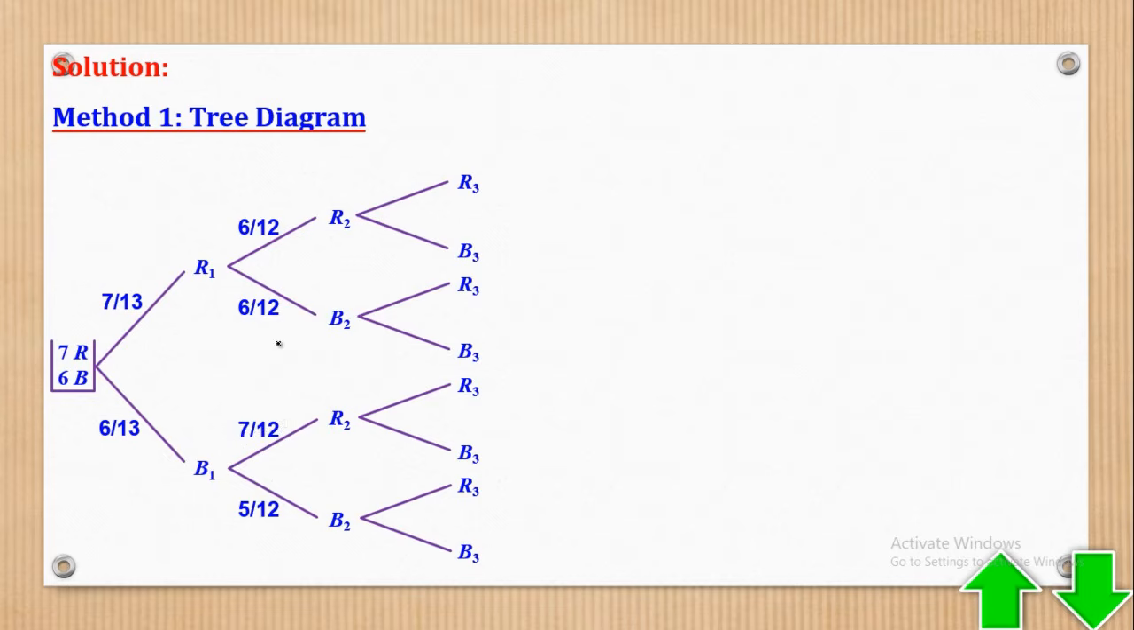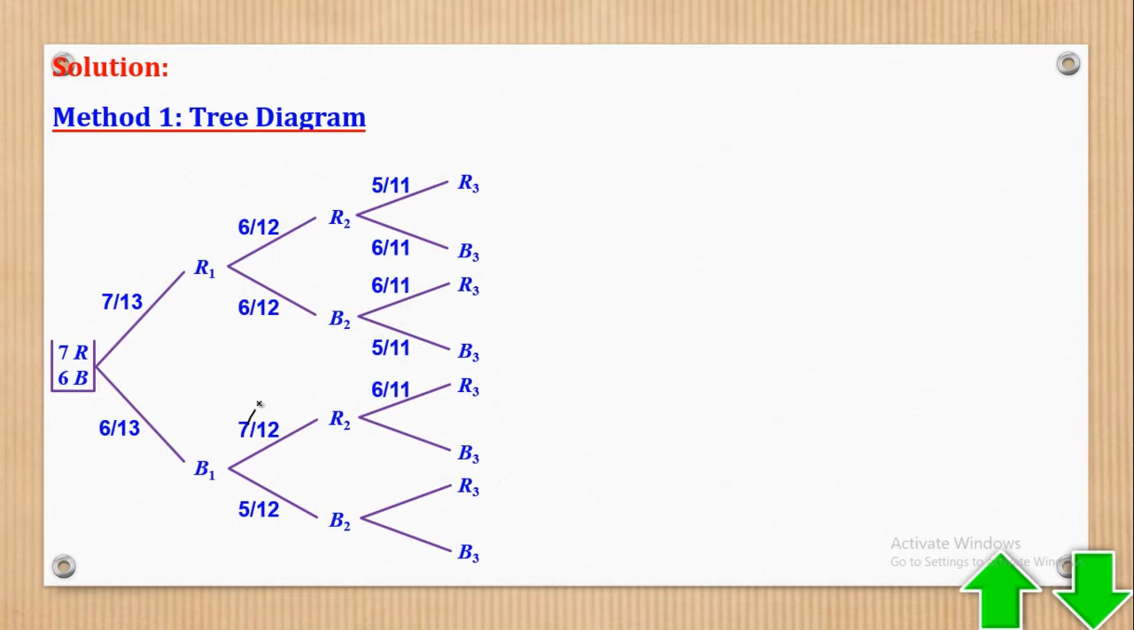That is the second picking. What about the third picking? Here, this one reduces by 1 and this one reduces by 1 to give you 5 over 11. And the complement is 6 over 11. Then here, this one reduces by 1 and this one reduces by 1 to give you 5 over 11. And the complement is 6 over 11.